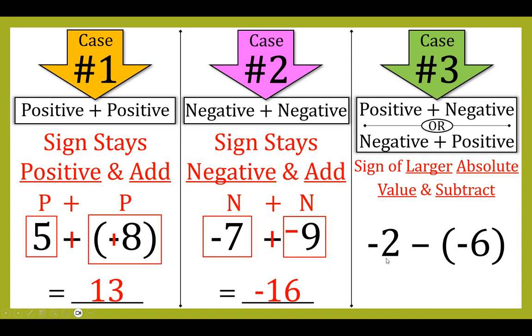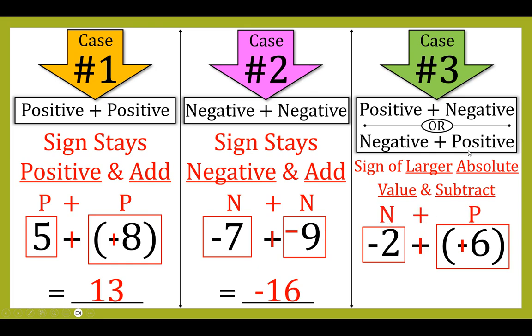So here I have negative 2 minus negative 6. I'm going to first get rid of the subtraction by changing it into an addition. So here it's a plus. Therefore, this becomes a positive 6 instead of a negative 6. Here I have negative 2. So I know this is negative. Here I have positive 6. So I'm going to write right above it, negative plus positive.